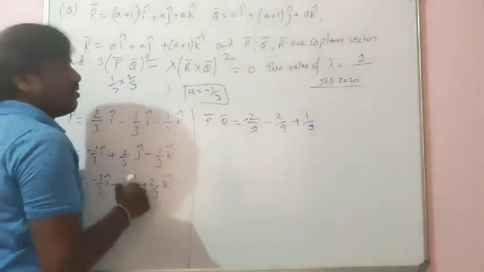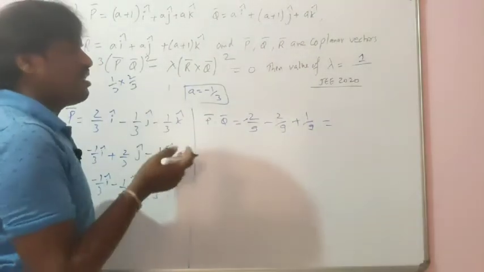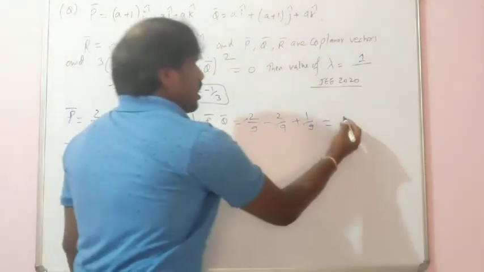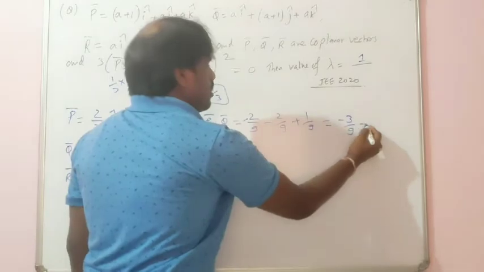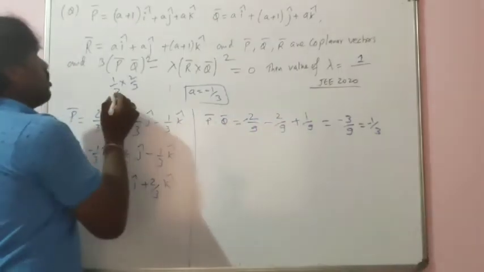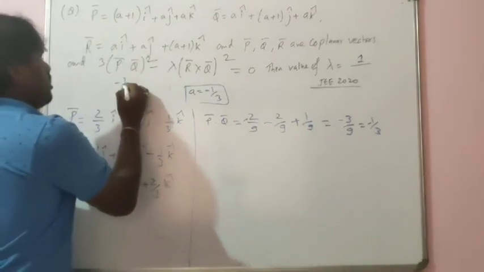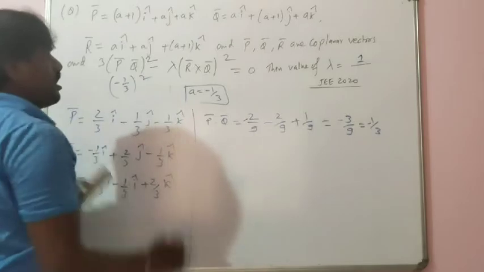Finally, what is the p dot q value? Minus 2 minus 2 is minus 4, minus 4 plus 1 is minus 3. So I get minus 3 by 9, that is nothing but minus 1 by 3. So the p dot q value is minus 1 by 3. That is what I got.